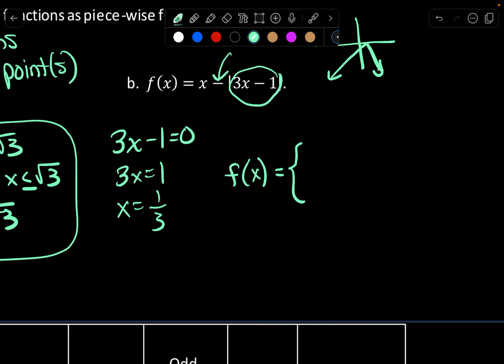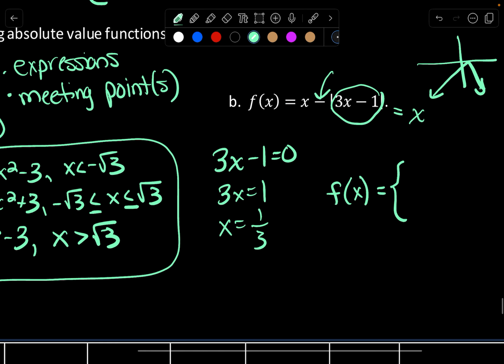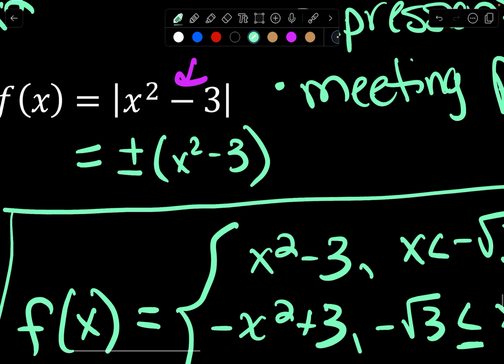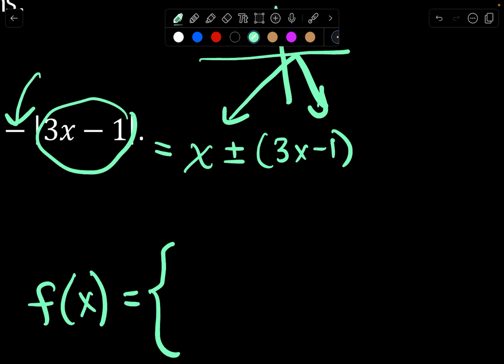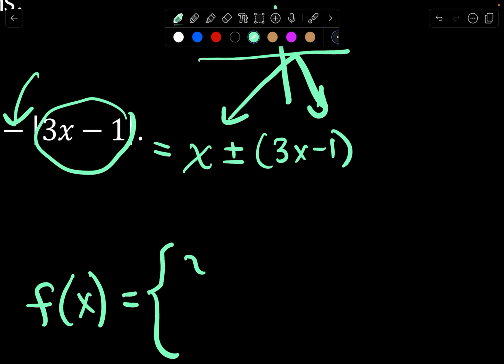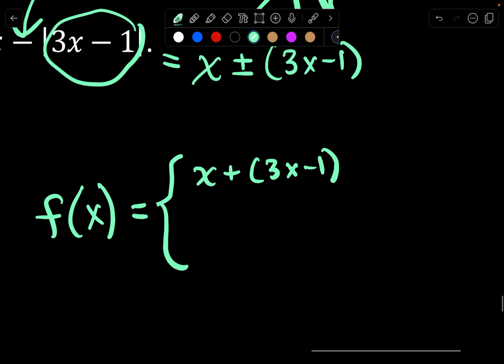Now, if I rewrite this without the absolute value, but show all of the possible expressions, I'm going to have x. The x doesn't change. It's not in the absolute value. But now if I follow what I did here, where I did plus or minus x squared minus 3, I can rewrite this as plus or minus 3x minus 1. And then these are my 2 potential pieces. So my first piece is going to be x plus 3x minus 1. My second piece will be x minus 3x minus 1.